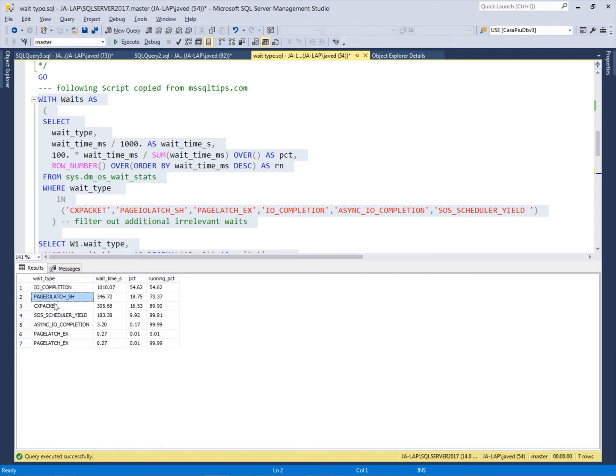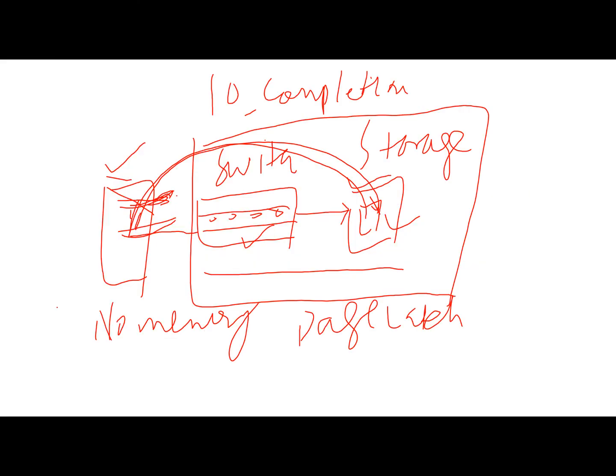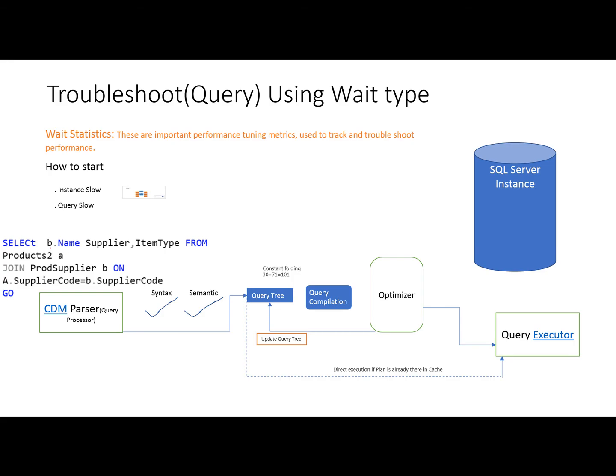There is also a very important and very common wait type, CXPACKET. Right now it is only 16%, but if it is more than 50%, we have to consider why it is taking so much time. CXPACKET is related to parallel processing. When we submit one query, for example, this is a query.